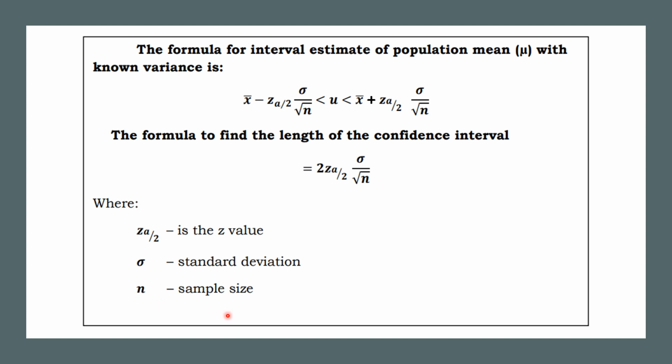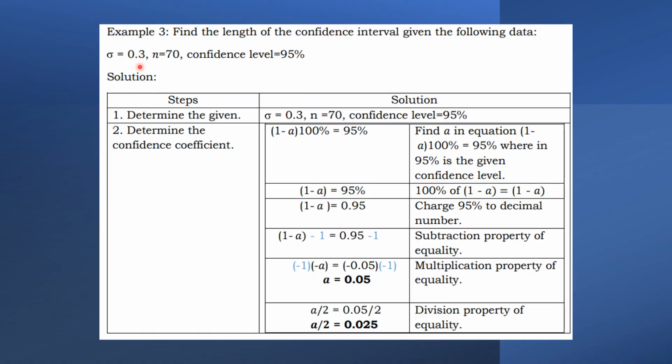Then let's now have some examples. Example number 3. Find the length of the confidence interval given the following data. Standard deviation is equal to 0.3, sample size equals 70, confidence level is 95%. So the first step is to write down the given, okay? Then, let's first determine the confidence coefficient. So that is alpha over 2.